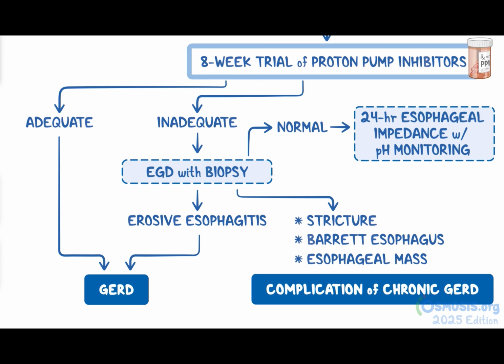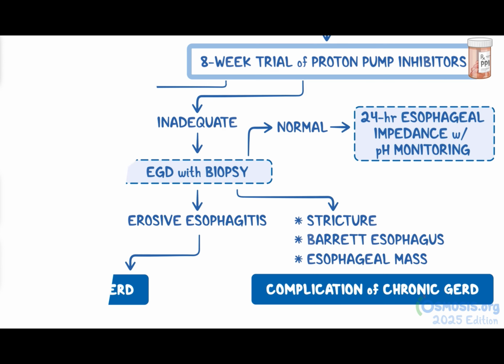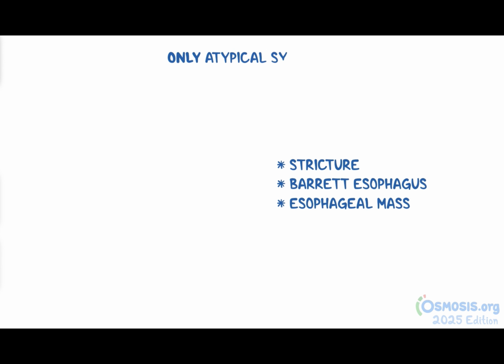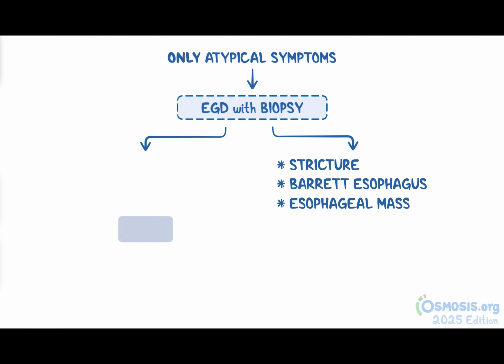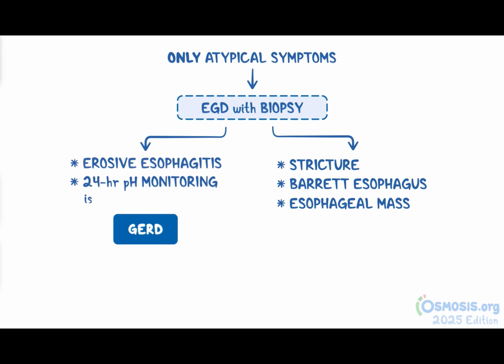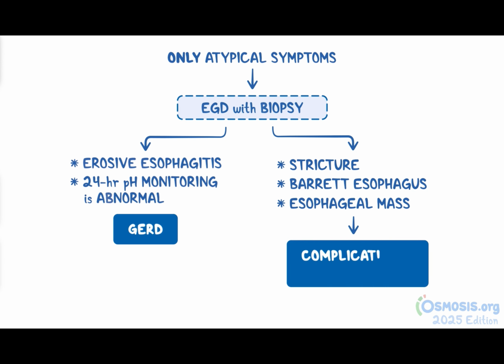In contrast, patients who present with only atypical symptoms without any typical GERD features should skip the PPI trial and proceed straight to an EGD with biopsy. Again, you can diagnose GERD if the EGD reveals erosive esophagitis or if the 24-hour pH monitoring is abnormal. A complication of chronic GERD is confirmed if findings such as a stricture, Barrett esophagus, or an esophageal mass are seen.